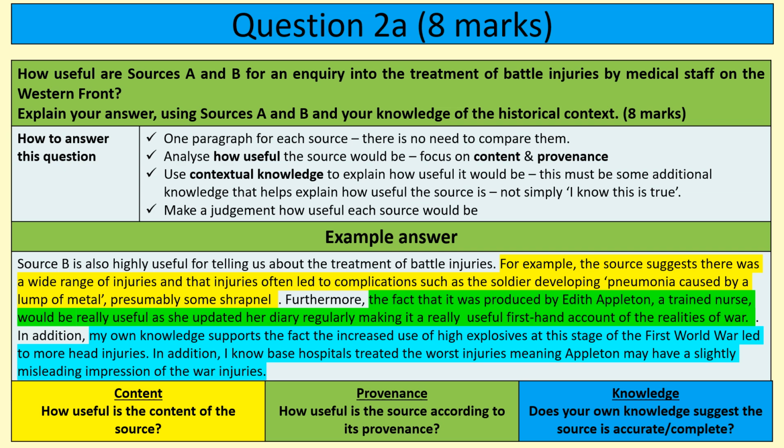There's other things you could have picked out from that source. There's absolutely loads from that source B. You could have picked up on the fact it was a private diary, so that might make it more accurate. You could also talk about how the Battle of the Somme was one of the worst battles, so therefore it might not give a completely accurate impression of the types of injuries that medical staff treated on the Western Front.